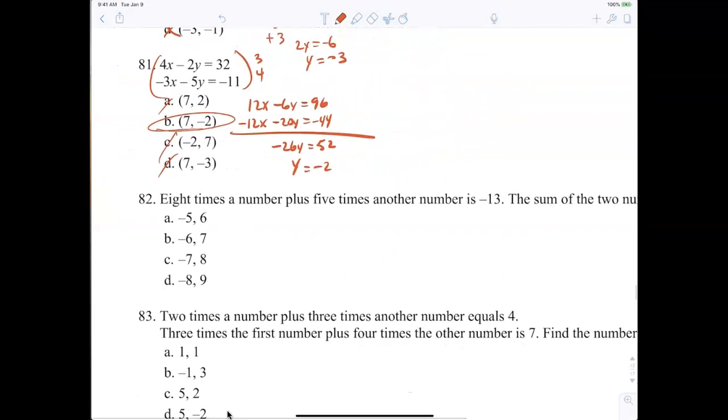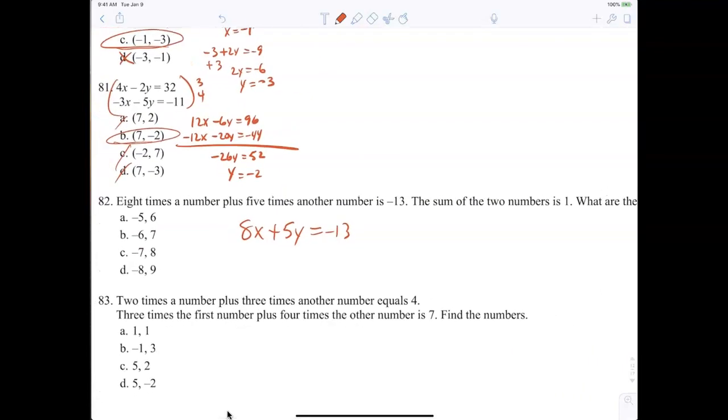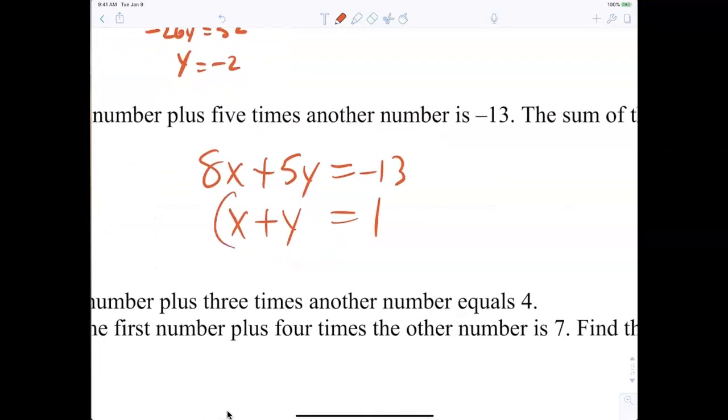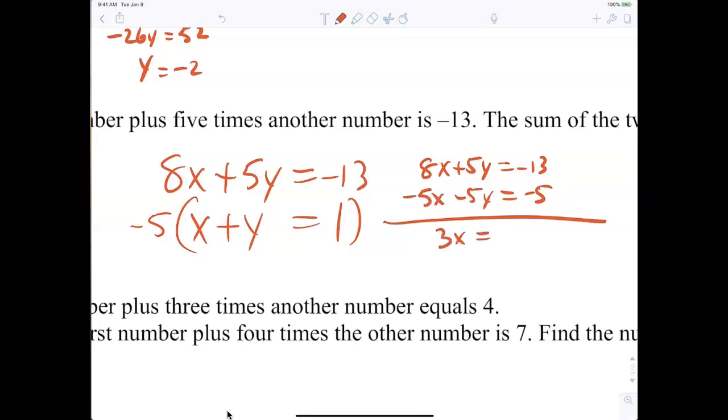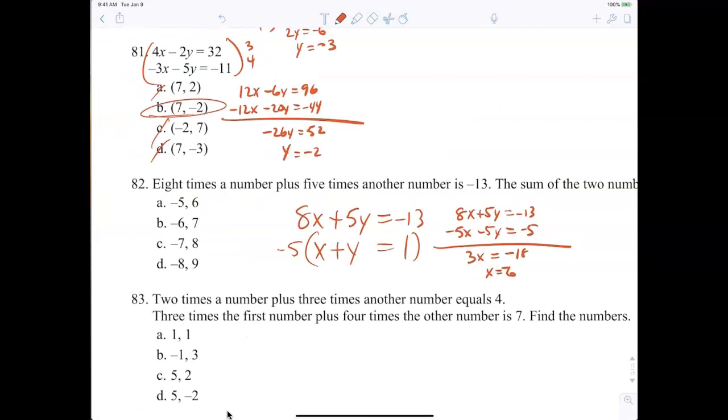So let's do this. 8 times a number plus 5 times another number is -13, and the sum of the two numbers is 1. So x plus y equals 1. So now I'm going to multiply this by -5, and that will eliminate the y's. So 8x plus 5y equals -13. -5x minus 5y equals -5. 3x equals -18. So x equals -6. Now I want to look at my answers. Wow, that's good news because there's only one answer with -6, so we'll go with that.